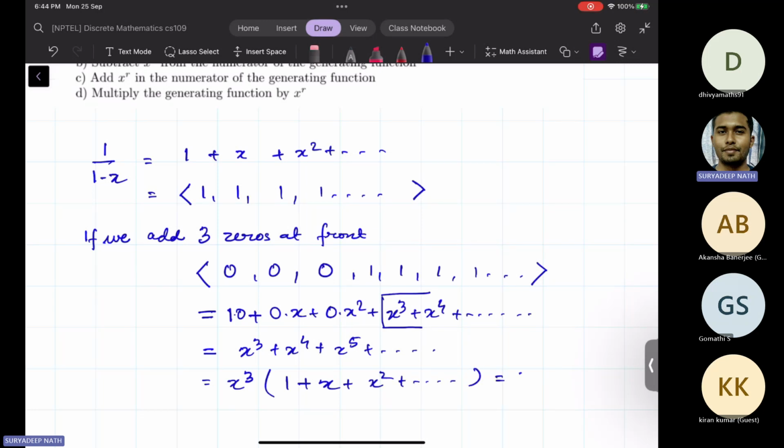So we just pull out x³ common and again what we get is this simple looking sequence which we are all familiar with. So this is x cube and the term within the bracket is 1 over 1 minus x. So that gives you 1. We have added 3 zeros at the front by multiplying by x³.